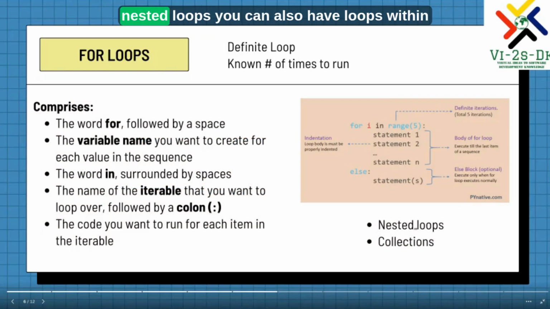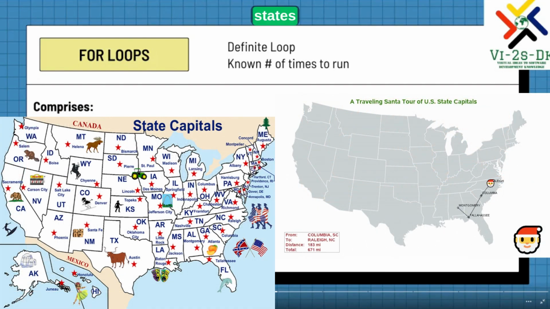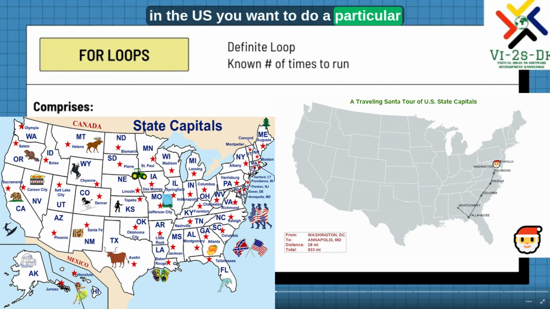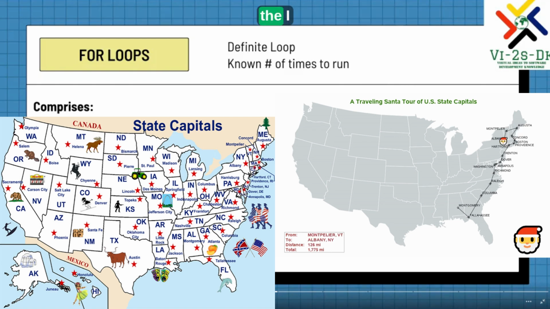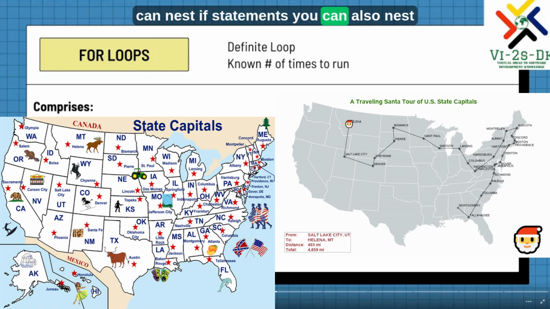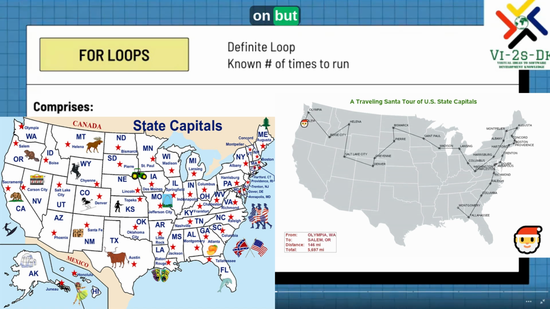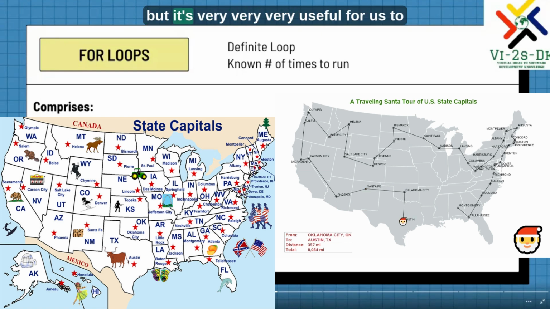But yeah, nested loops, you can also have loops within loops. You can decide and say, okay, for all the states in the US, you want to do a particular execution. Now for each state, you want to also loop over each state and print maybe the capital of the state. And for each capital, maybe you want to print the head of the capital, the mayor or something like that. Or the number of schools that they have in that capital, and so on and so forth. So just like you can nest if statements, you can also nest loops, whether it's a while loop or a for loop and so on. But always remember that loops are very useful in collections. We'll talk more about that next time, but it's very, very useful for us to be able to do all our computations.